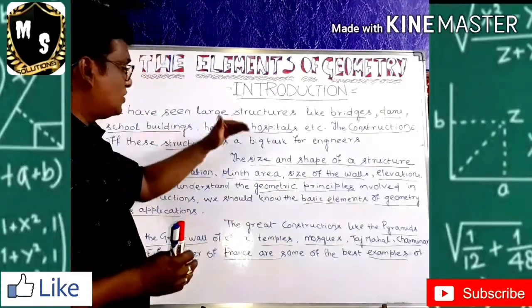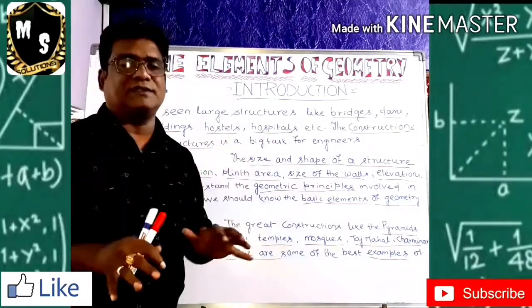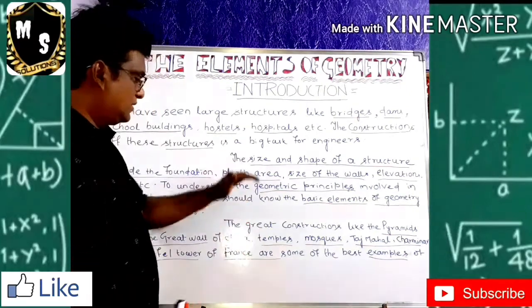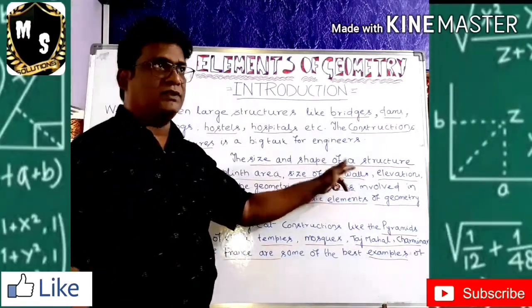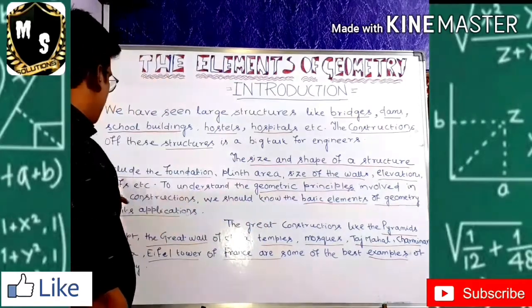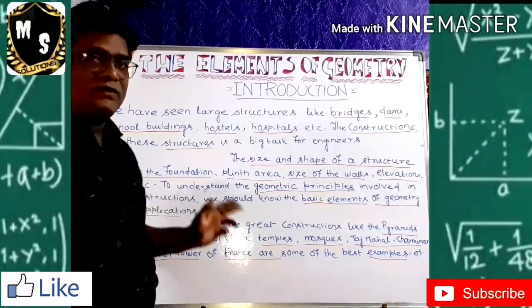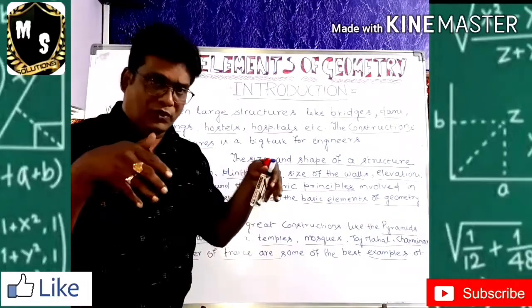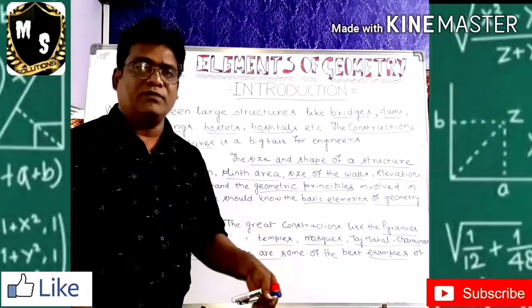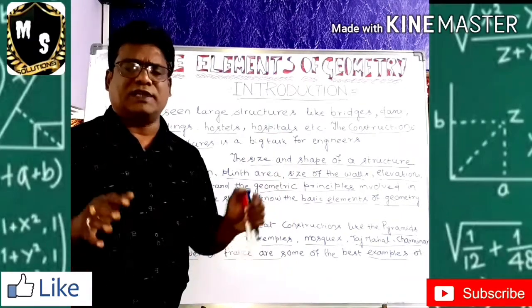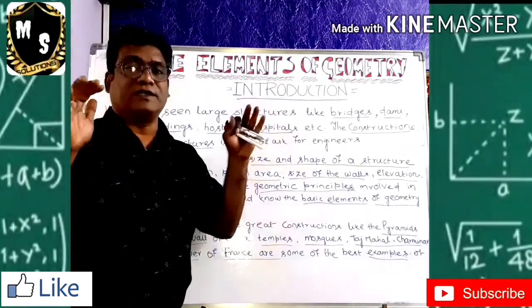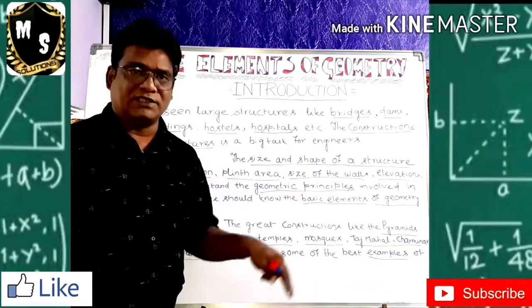So what do these structures include? What is inside these structures? Right now these lines will tell you. The size and shape of a structure include the foundation. Foundation means the bottom part. From the bottom you have to construct it. If the bottom is constructed nicely, then the top part will rest on that. So that is called the foundation.